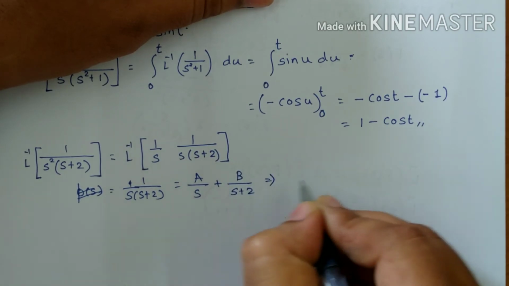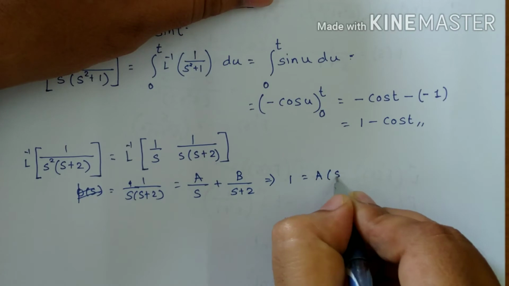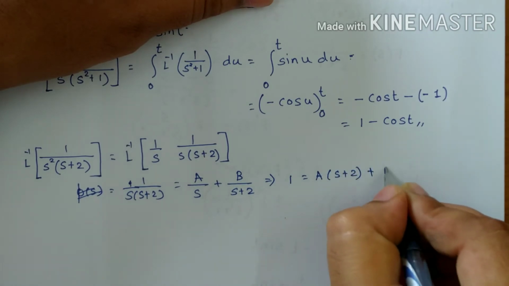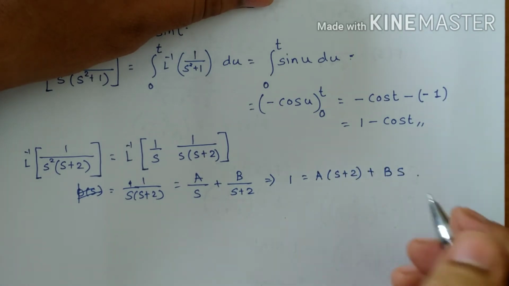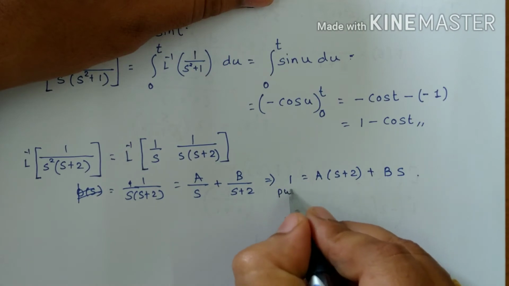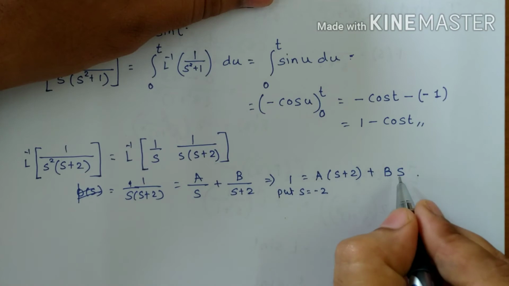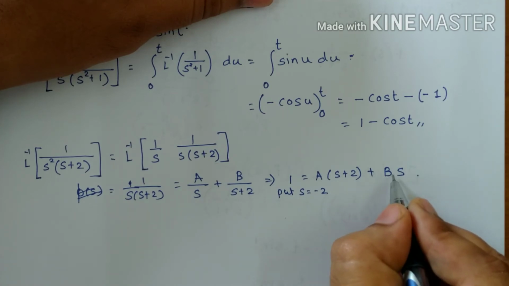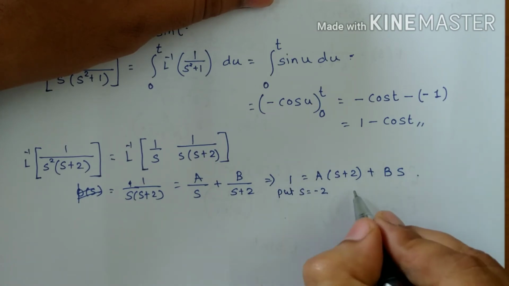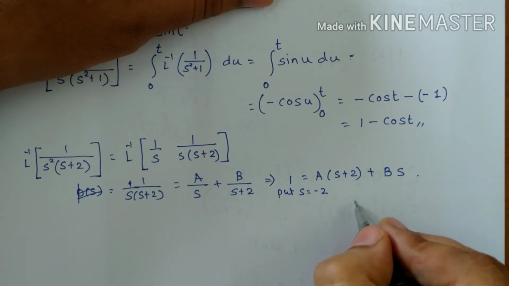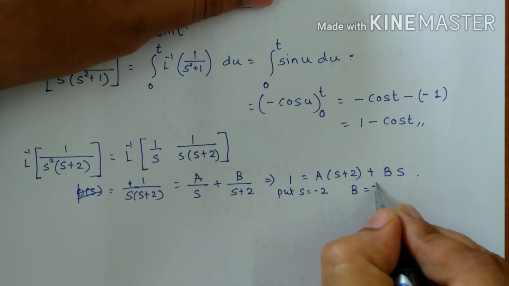So this implies 1 is equal to a into s plus 2 plus b into s. Now put s is equal to minus 2. So this term is going to be 0 and this is minus 2b. So minus 2 will be shifted that side, it becomes minus 1 by 2. So hence b is equal to minus 1 by 2.